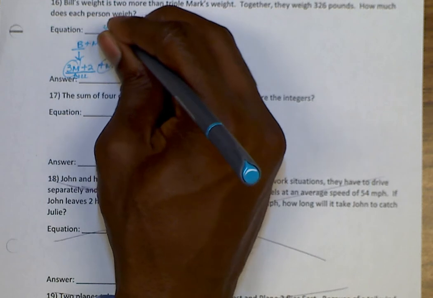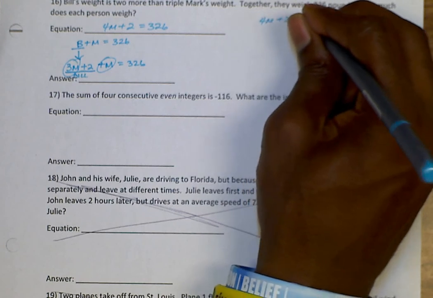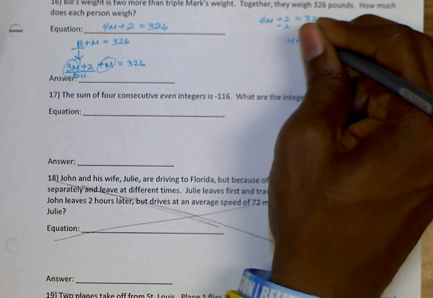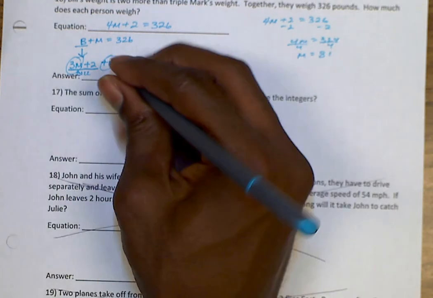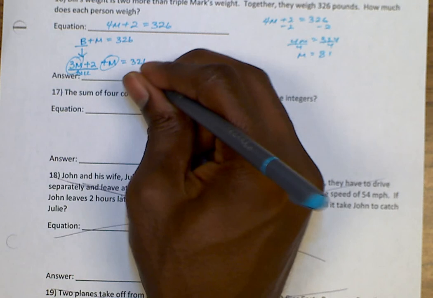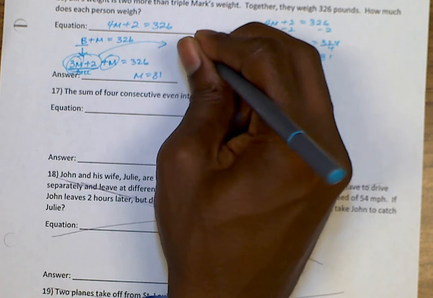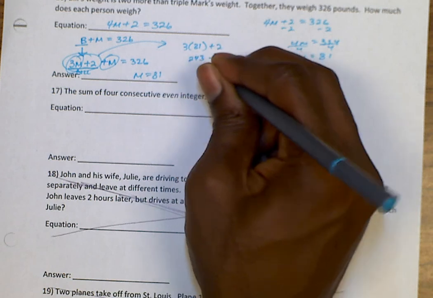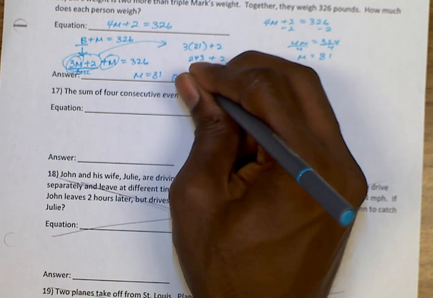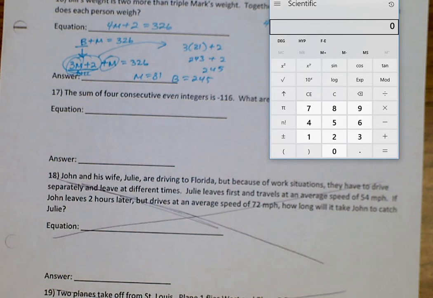4m plus 2 equals 326. Subtract 2 from both sides. 4m equals 324. And I find out that m, as I divide by 4, equals 81. So Mark weighs 81 pounds. I can find out how much Bill weighs by doing 3 times 81 plus 2. 243 plus 2 is 245. And again, I can say, does this answer make sense with what our information is? 245 plus 81 gives us 326.